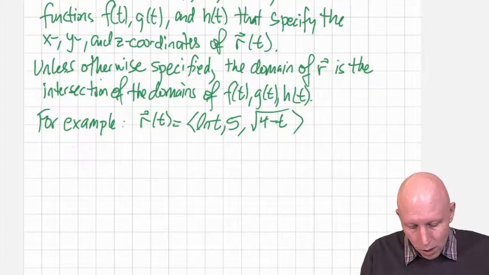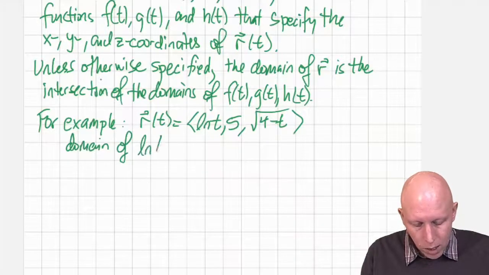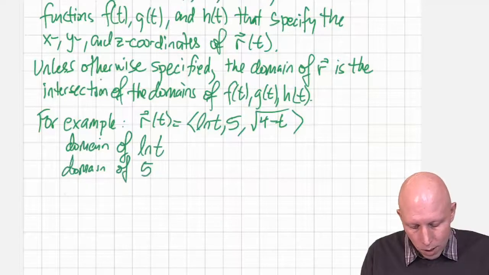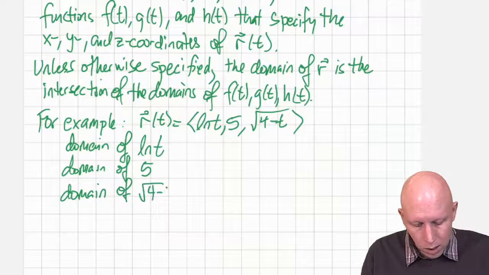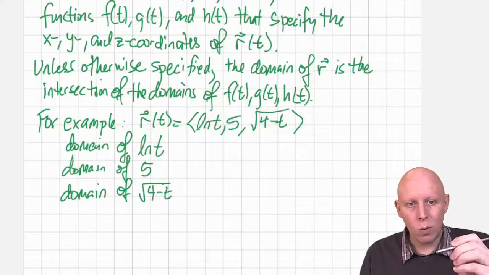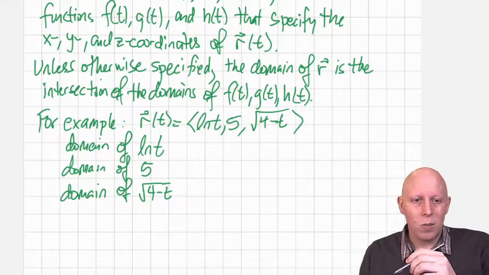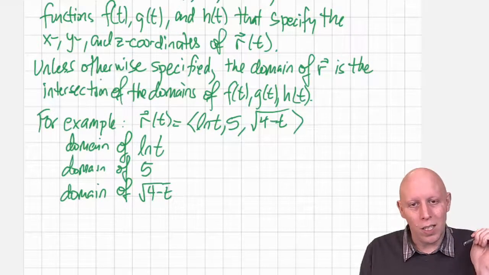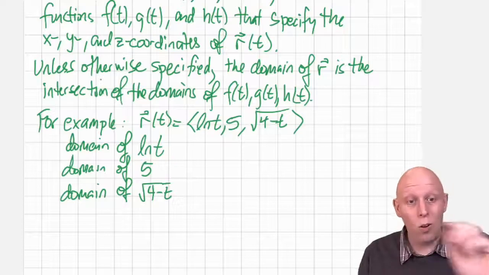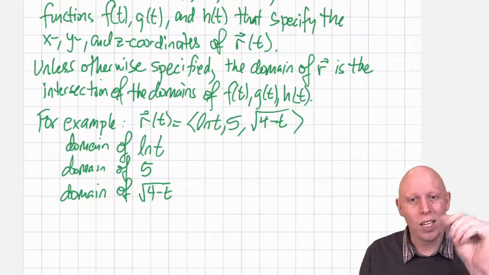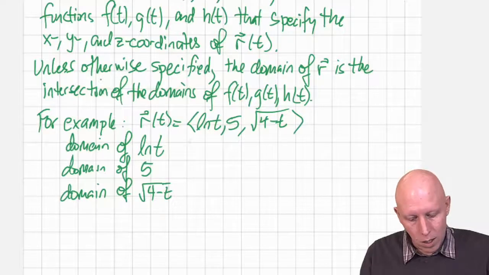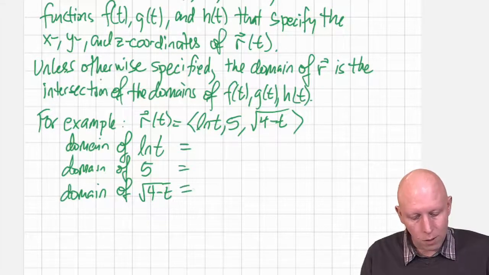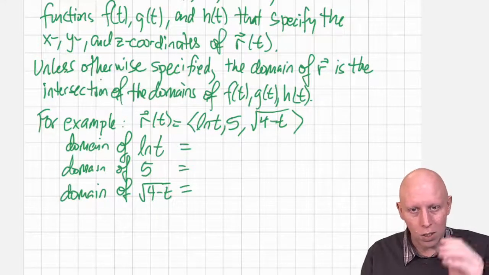Well, what we need to know is the domain of ln of t, the domain of 5, and the domain of square root of 4 minus t. We need to know each of those domains, and based on them, we can say which t is allowed in the whole function; it has to be allowed in each of those. So you should think for a second, pause the video if necessary. What's the domain of these functions?